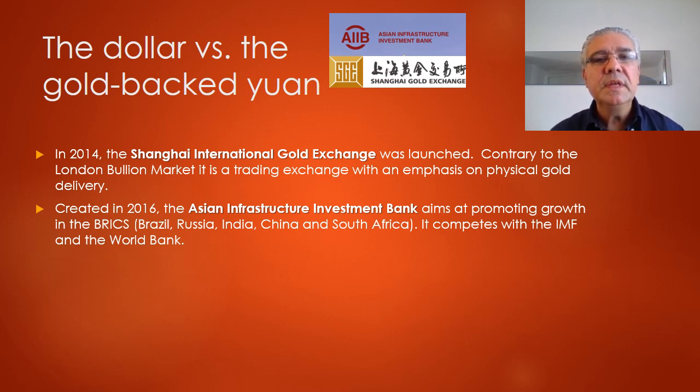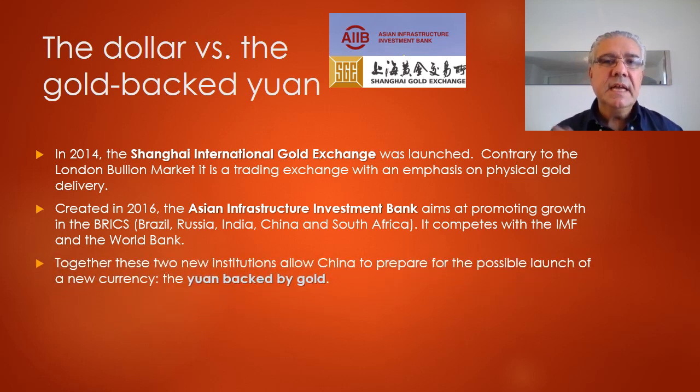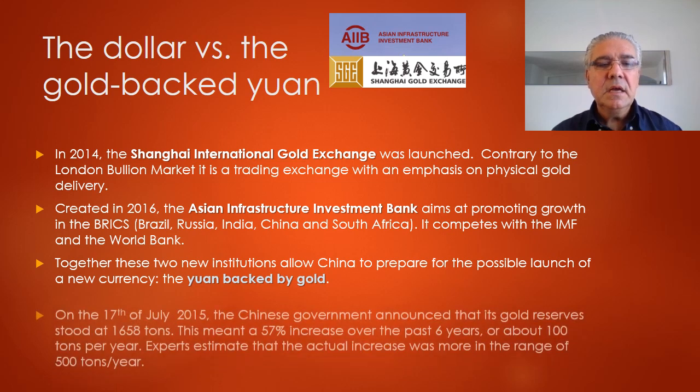and promoting growth in the BRICS, that is Brazil, Russia, India, China, and South Africa. It actually directly competes in its role of promoting and financing growth with the IMF and the World Bank. Together, these two institutions may allow China to prepare the possible launch of a new currency, which could be the yuan backed by gold. In fact, there are some hints that this is a strategy that is pursued by China currently.